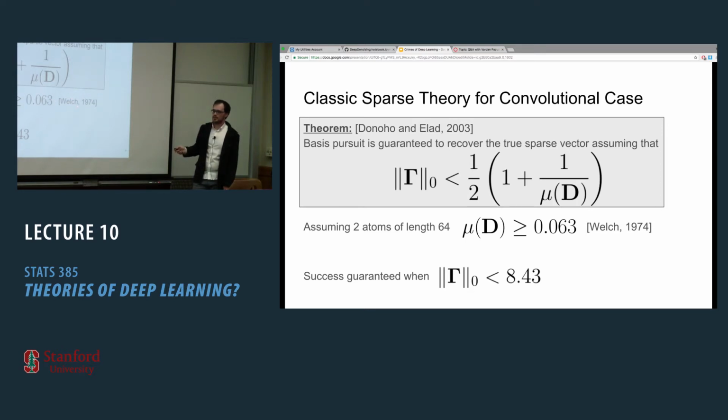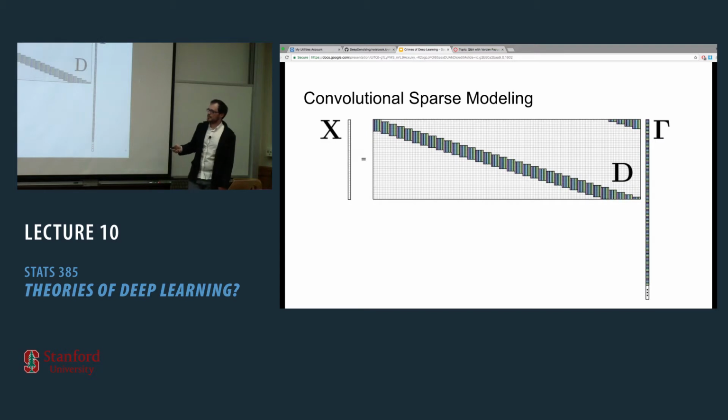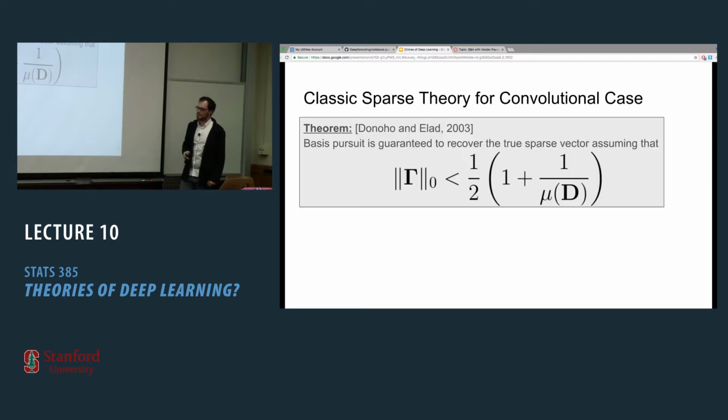And this is using this Welsh bound. And then you can show that the number of non-zeros that you can allow here, by plugging this here, is basically 8. So what does this mean? It means that you can have 8 non-zeros in this whole huge vector. Now this vector can be of arbitrary size that depends on the spatial size of the signal. And the bigger the signal, the bigger the number of non-zeros is not. That's a weird way of putting it. It doesn't scale with the dimension of the signal.